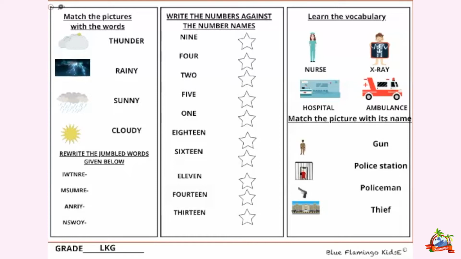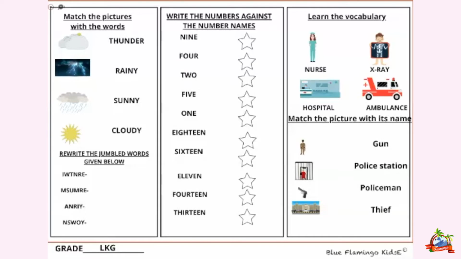So the first picture is of clouds and behind the clouds the sun is hiding. मतलब एक clouds की पिक्चर है और cloud के पीछे क्या है? sun छुपा हुआ है. So that is cloudy. So we will match it with cloudy. C L O U D Y, cloudy.